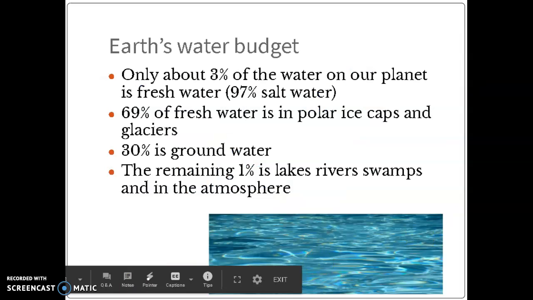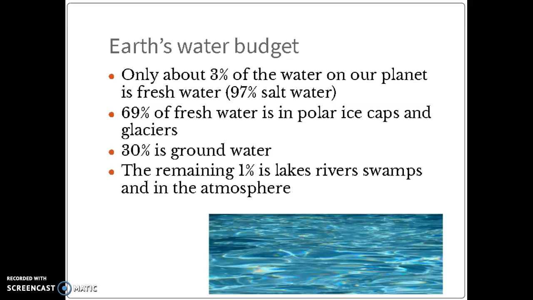So on the earth, we have a specific water budget. Only about 3% of the water that's on the planet is actually fresh water. The other 97% is the salt water that's in the oceans. If you break down that 3% of fresh water, then 69% of that fresh water is actually held in the polar ice caps and in the glaciers. Then we have another 30% that is in our groundwater, and the remaining 1% is what's in lakes, rivers, and swamps and within the atmosphere. We take our water out of the water table that's contained within the groundwater.